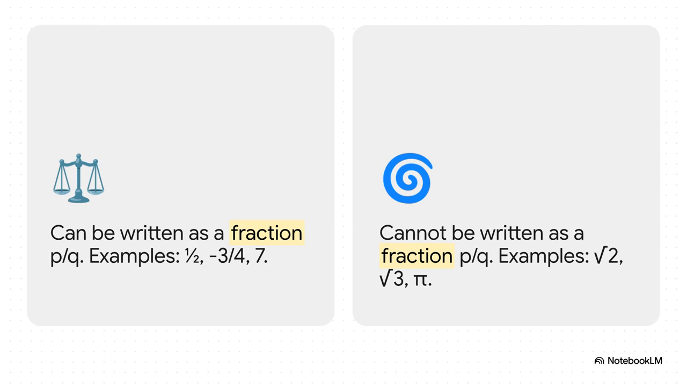On one side, you have your rational numbers, and the clue is right there in the name, ratio. If you can write a number as a fraction, one integer over another, it's rational. Easy enough. But on the other side, you've got the rebels, the irrational numbers. These are the ones that just refuse to be pinned down as a simple fraction, no matter what you do.